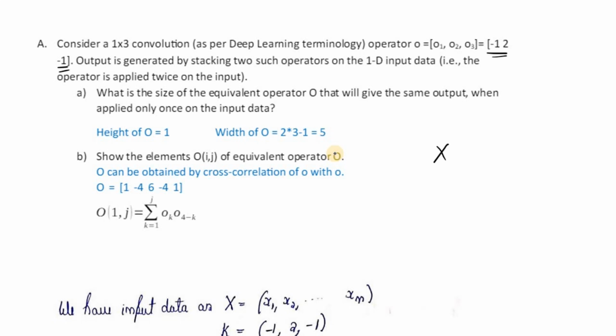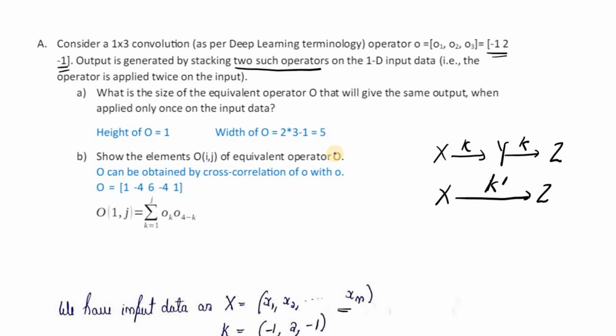We have an input data x which I have mentioned over here, and two such operators are being used, which means that from x to y this is one operation, from y to z this is another operation. So two such operators are used on this data, from x to y, y to z. Now the requirement is to move directly from x to z using just one new operator, which is definitely going to be of a bigger size. It won't be 1 cross 3, it will be more than 1 cross 3.